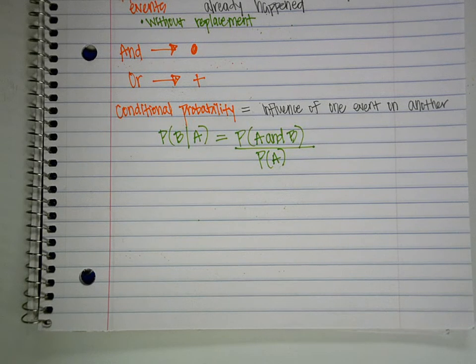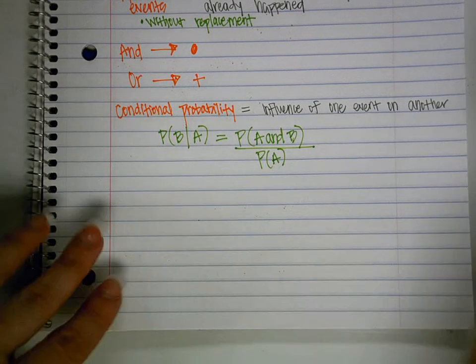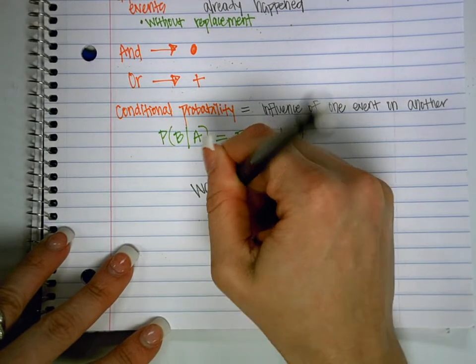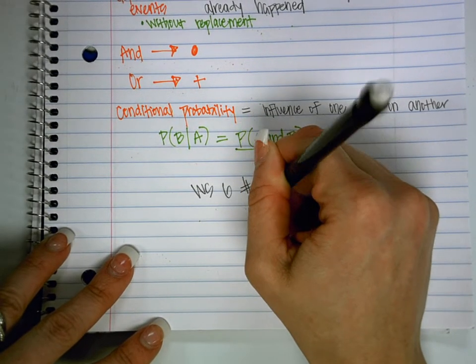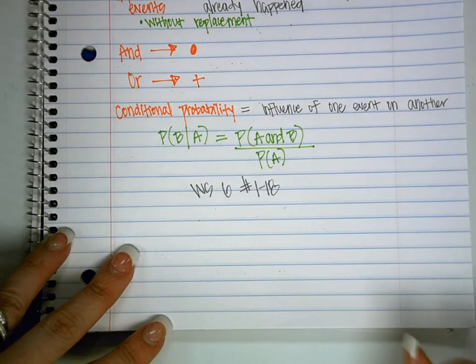Okay, so all together there for you. You do have homework tonight. Your homework is going to be worksheet 6. You are doing numbers 1 through 18. Okay, worksheet 6, numbers 1 through 18.